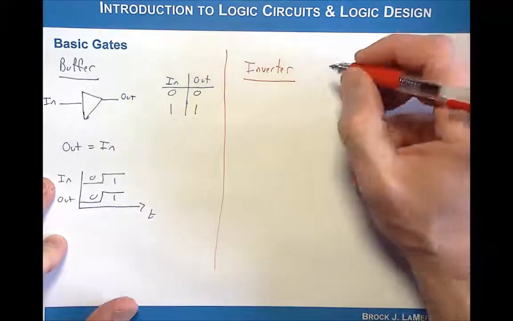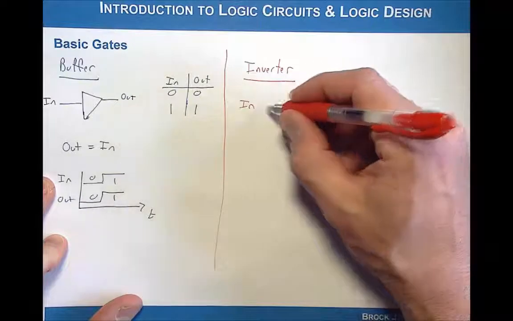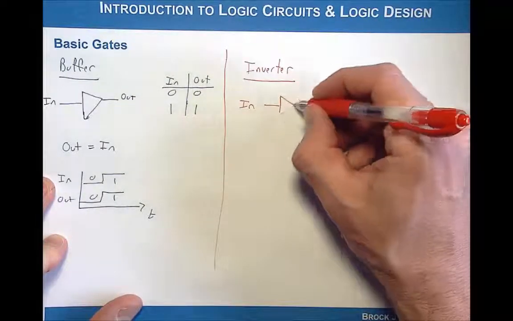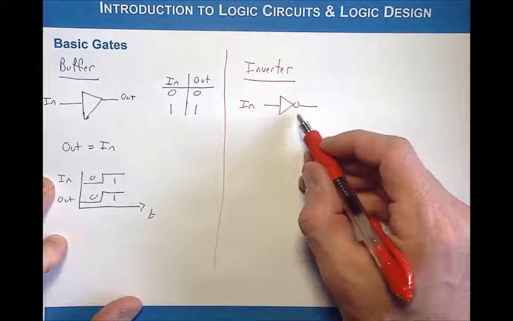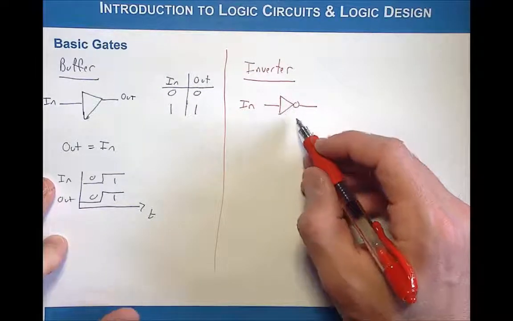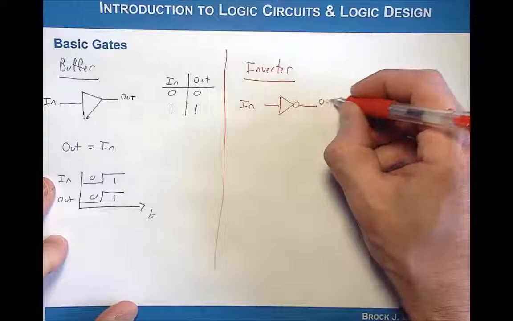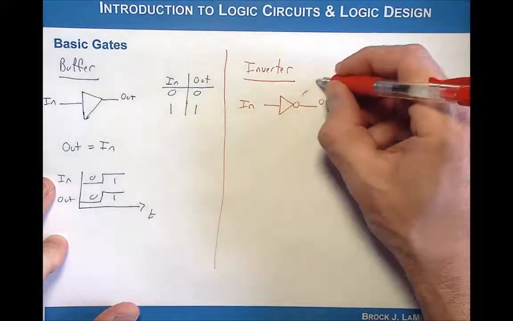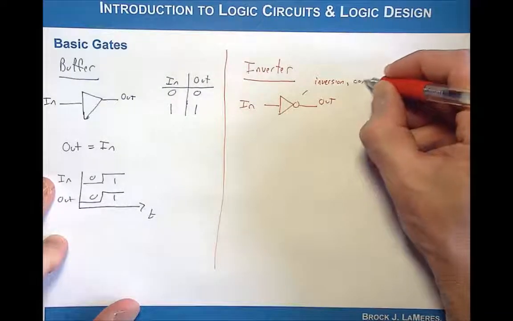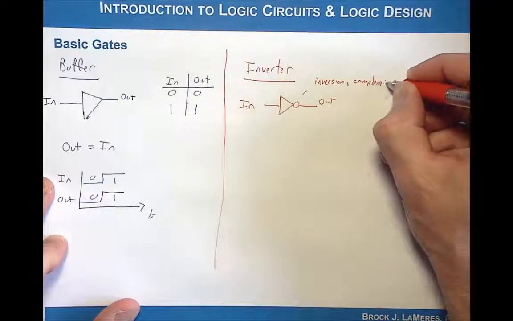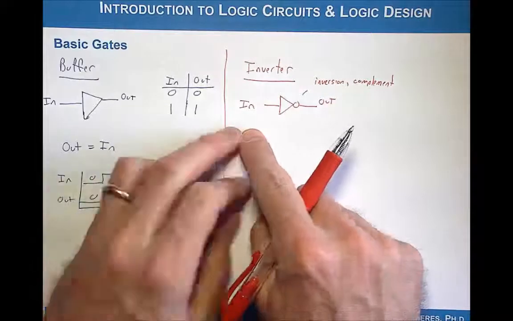Now an inverter will have one input and one output, and it has a symbol where it's a triangle with an inversion bubble on it. So whenever you see a bubble or a circle on a signal, that's an inversion bubble. And what that means is that you're going to do what we call an inversion or a complement, spelled with an E, and that means you're going to take a 0, flip it to a 1, take a 1, flip it to a 0.